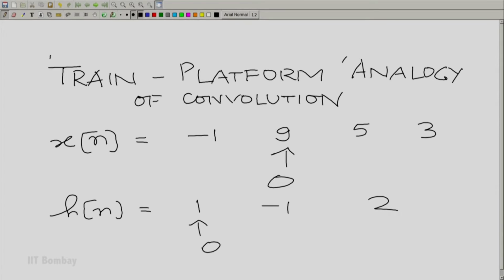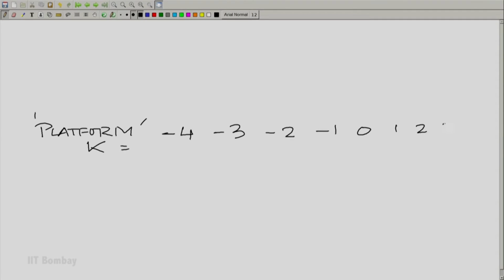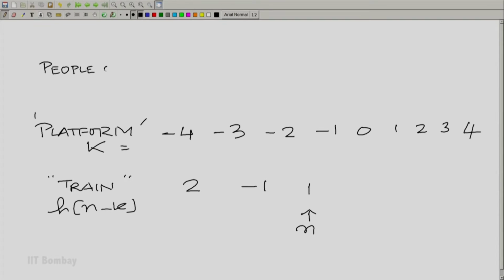And now we put down the platform and the train. So, we have the platform. The platform has markers indexed by k. So, k equals, let us put only a few of them, starting from -4. You must have seen railway platforms, they have markers. And now we put the train. The train is h[n-k]. And people on the platform, which is x[k].